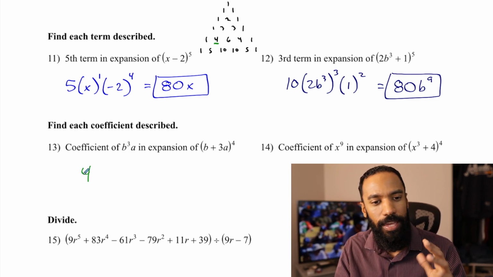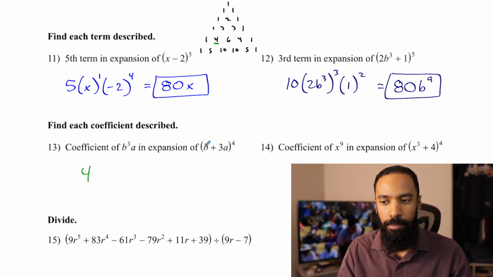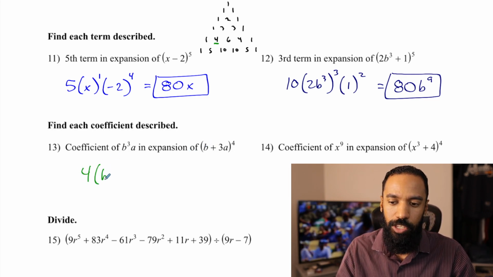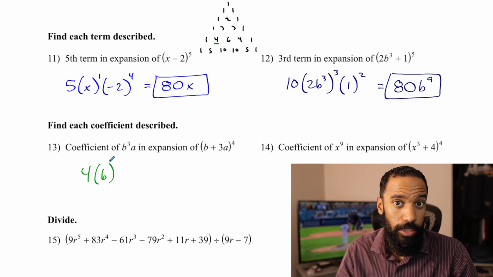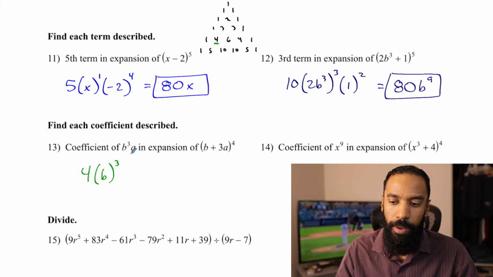And I don't know if they just mean the 4 or if they mean, because what happens here? This b gets to the, and all they want is the coefficient, but the b gets to the 3rd power, right?